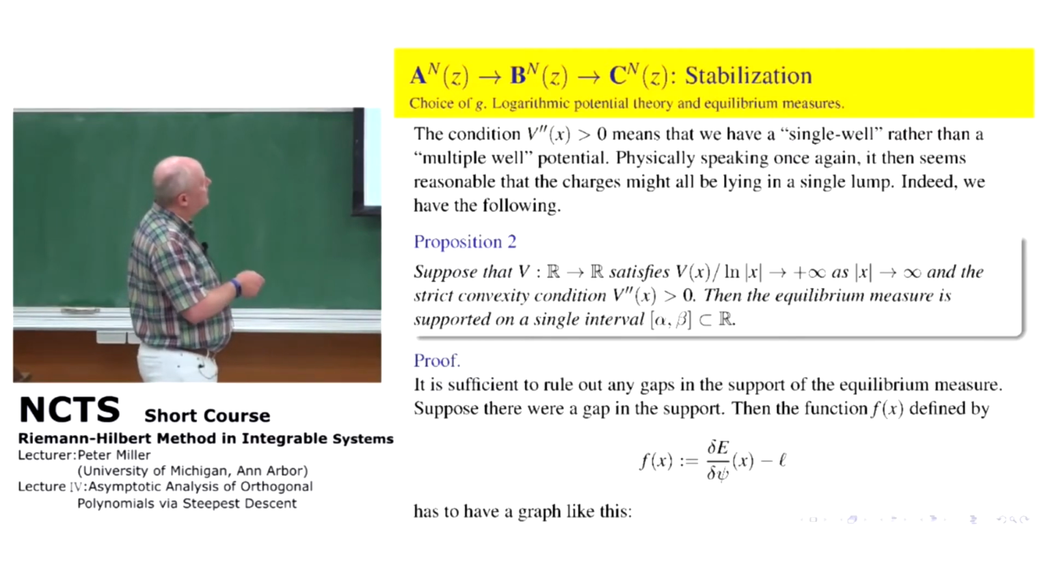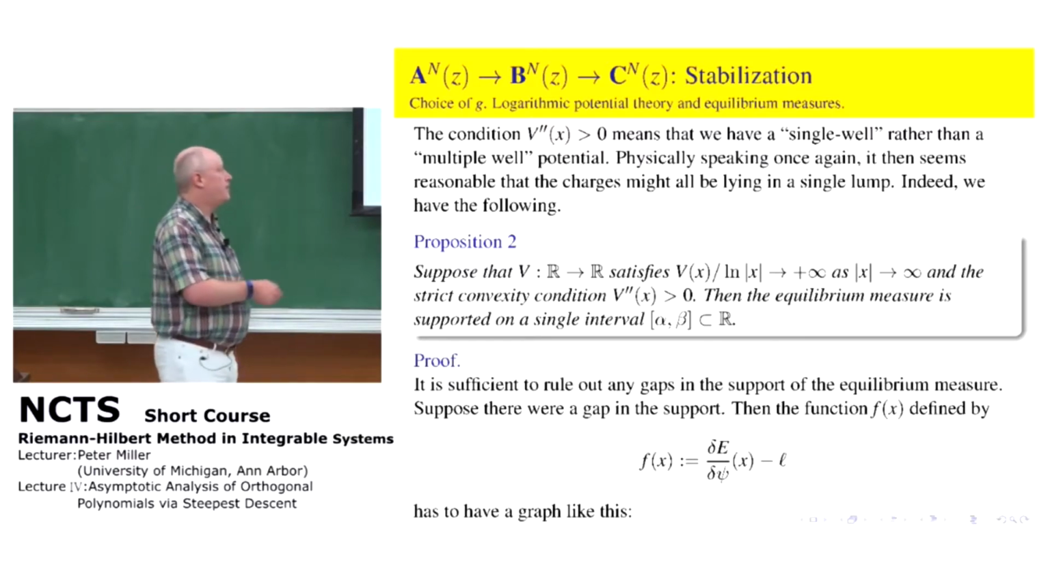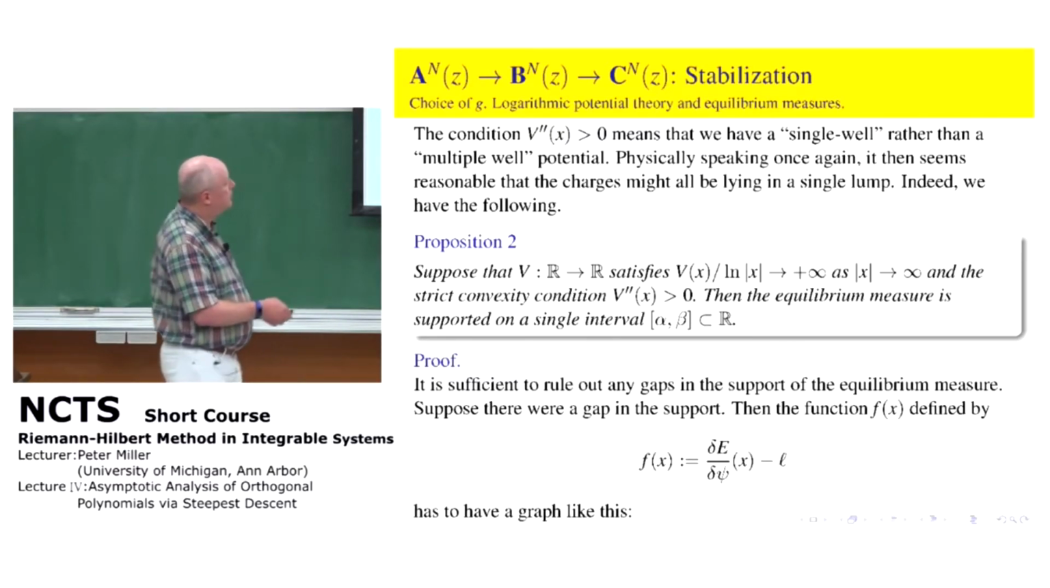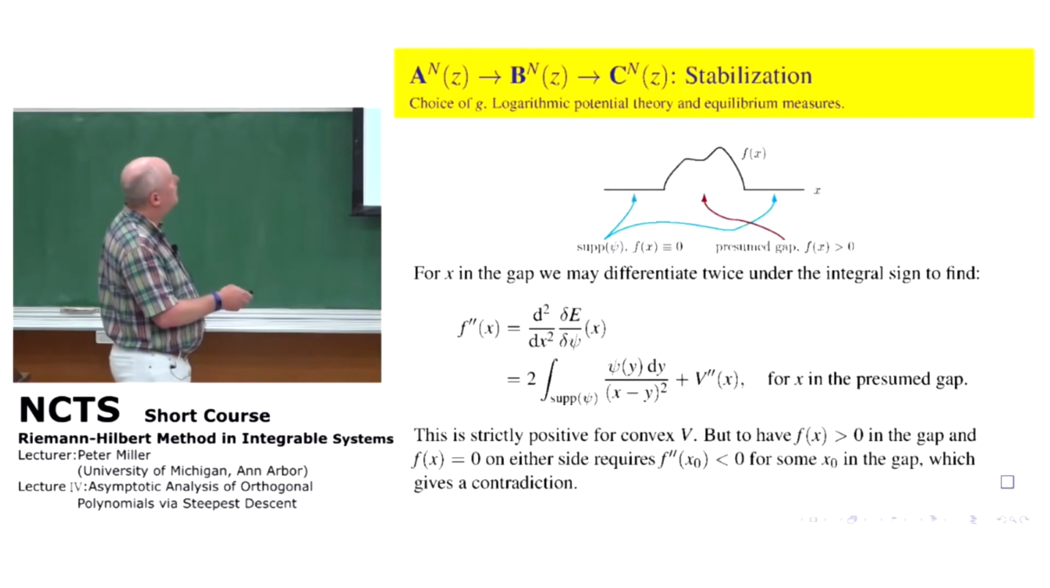So suppose that v satisfies the growth condition and is also strictly convex. Then the equilibrium measure is supported on a single interval alpha beta. To show this, it's sufficient to rule out gaps in the support. So suppose there was a gap in the support. Then if we take the variational derivative of the modified functional, d deep psi minus L, this function has to have a graph that looks like this picture.